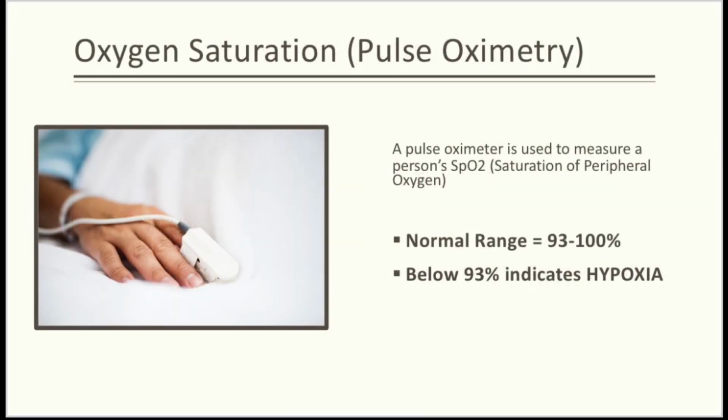Lastly, we have oxygen saturation measured by pulse oximetry. A pulse oximeter is used to measure a person's SpO2, which is the saturation of peripheral oxygen. The normal range is 93 to 100%. Below 93% indicates hypoxia.